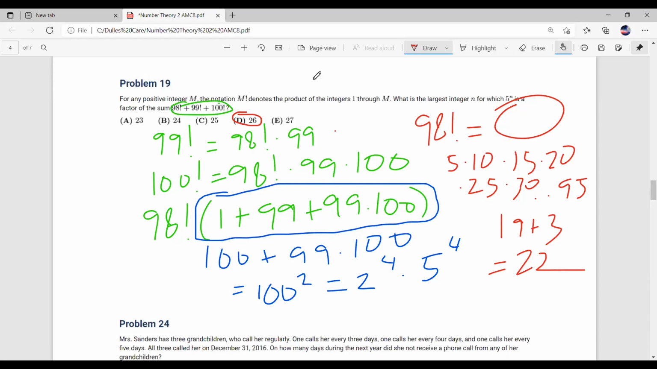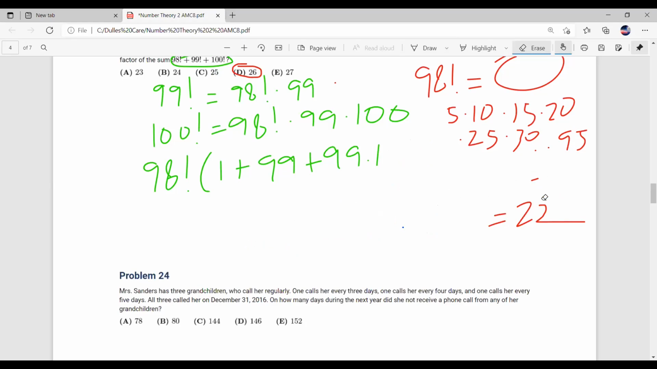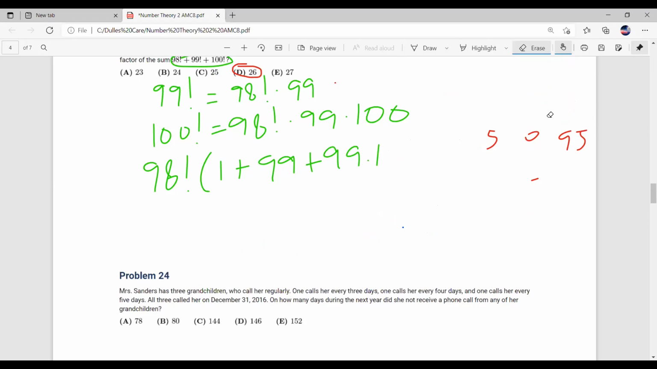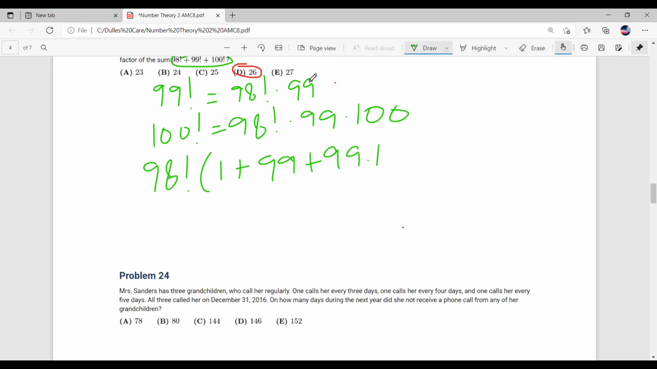So I factored out the 98 factorial in this expression and rewrote it as 98 factorial times 1 plus 99 times 100. So let me just rewrite this, right? This would just give us 98 factorial times 100 squared. And we want to find what n is such that 5 to the n is a divisor of 98 factorial times 100 squared.